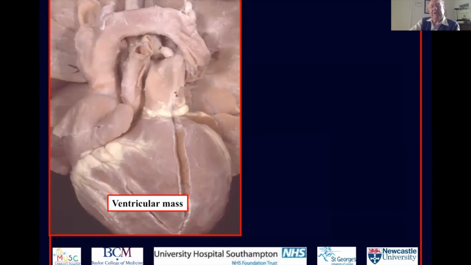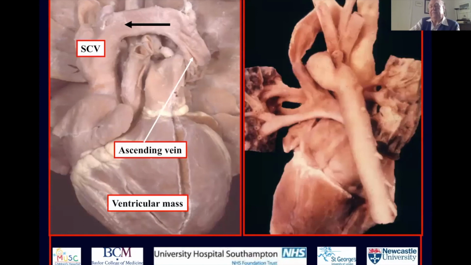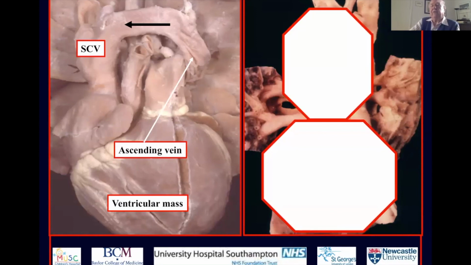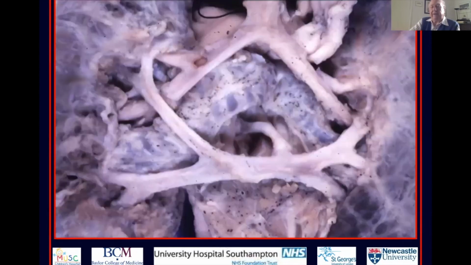the ventricular mass forming the body of the snowman, the ascending vein, the brachiocephalic vein, superior caval vein forming the head of the snowman. And this is what it looks like from behind, the ventricular mass forming the body, the venous channels themselves forming the head of the snowman.